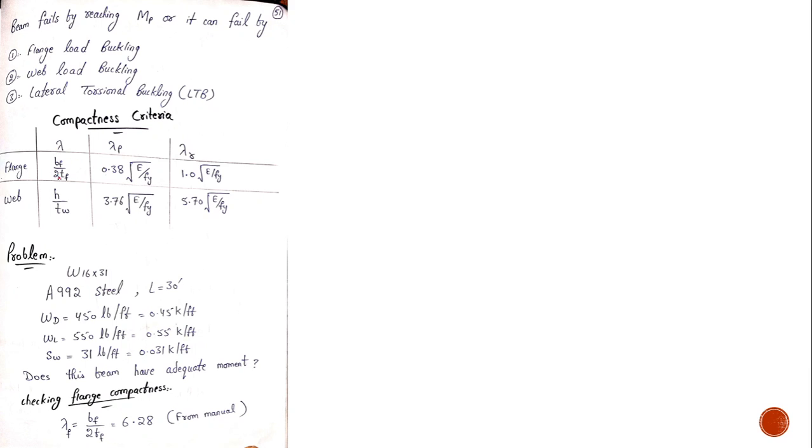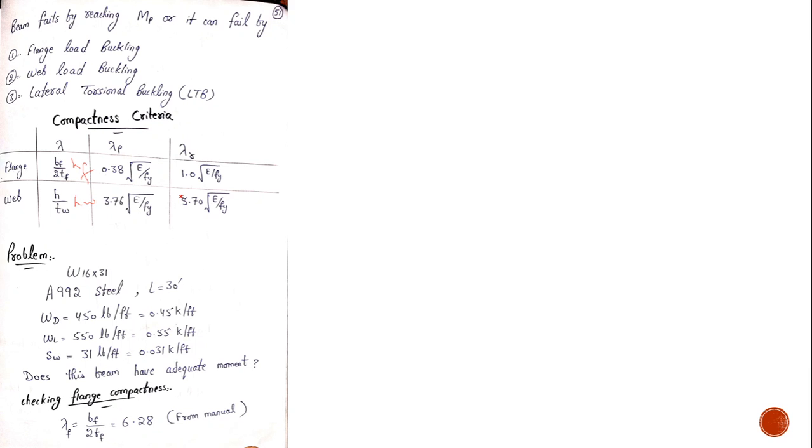These formulas are the same for everything. This is lambda w for the web, and this is lambda f, the slenderness ratio of the flange. Lambda p is the lower bound value, lambda r is the higher bound value, so it should always be greater than this. You need not remember these formulae because they are given in the code.